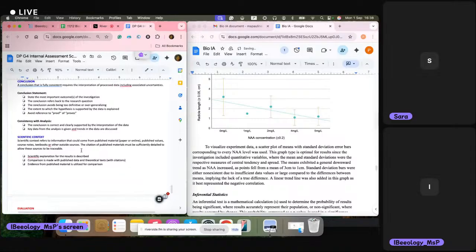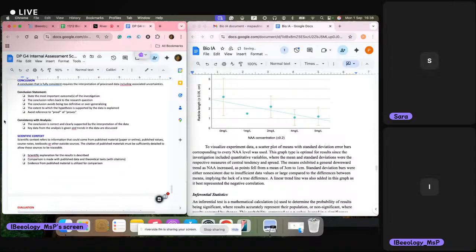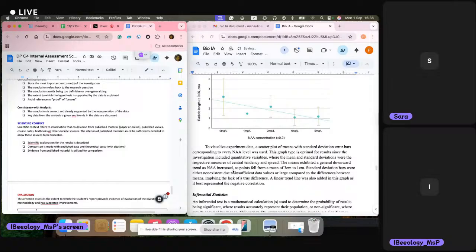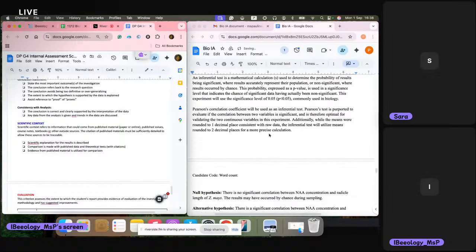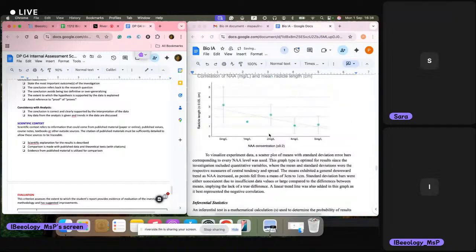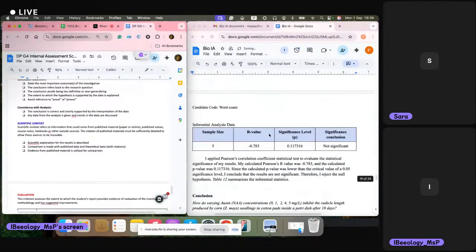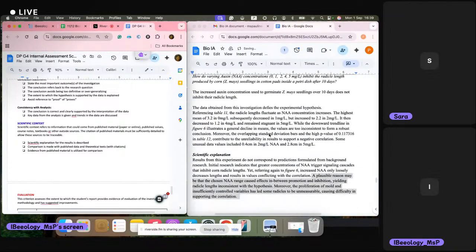The extent to which the hypothesis is supported by the data is explained. Okay, so consistency of the analysis. The conclusion is correct and the theory is supported by interpretation. See, it needs to be supported by the data. So in your conclusion, you need to explain or refer back to your data. Okay?